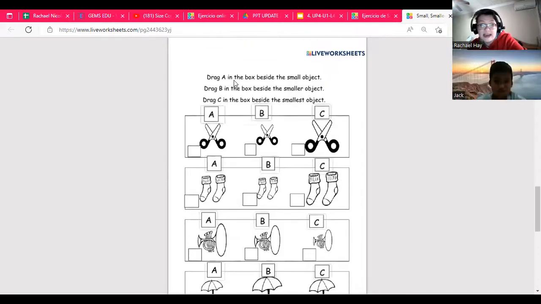Okay. Drag A in the box beside the small object. Drag B in the... No, okay. So A is for small, B is for smaller, and C is for smallest. So here we have... Oh, yeah. That one would be A, that one would be B, and that one would be C.